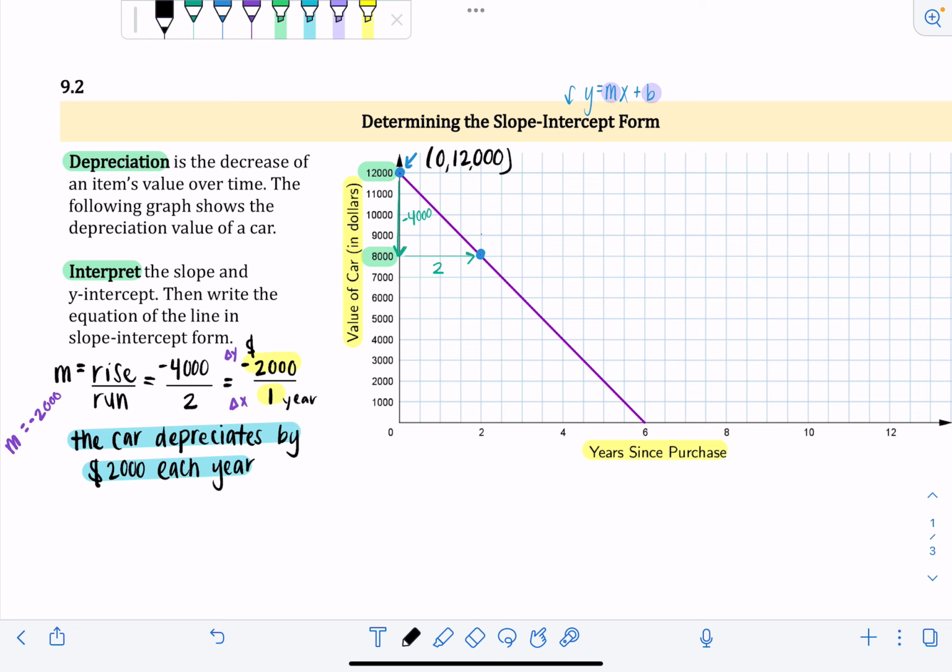Since the y-axis is the value of the car, that means that the value of the car is starting at 12,000. So for y-intercept, we would say b, that's the variable we use to represent y-intercept. Remember, slope is m, y-intercept is b. So b is 12,000. And then we can say that that's the initial value of the car, or we can say that the car was purchased for $12,000. However you want to word it is fine.